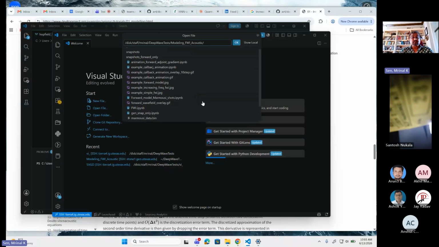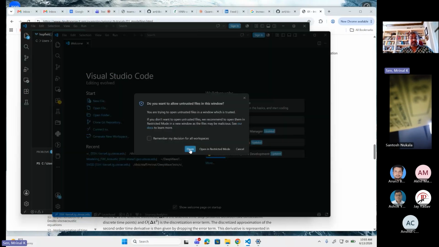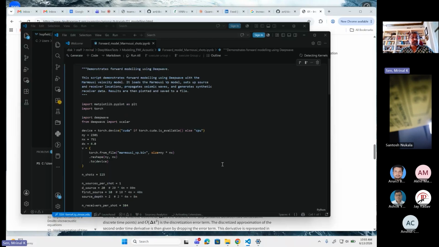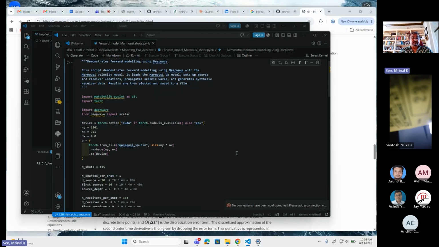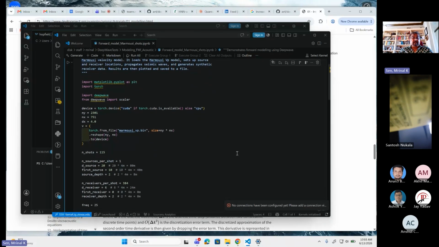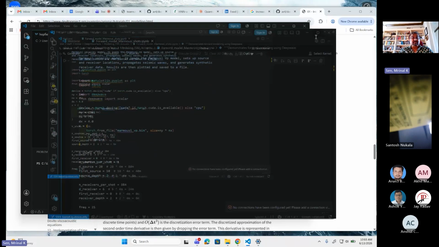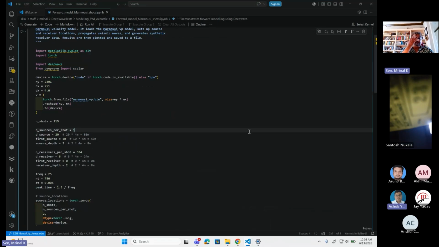Okay, so here I have this notebook that I'm using for generating some synthetics. This came from Deepwave, so I'm using this for generating Marmousi synthetics. Can you see this, or is it too small? Yeah, now it is visible.